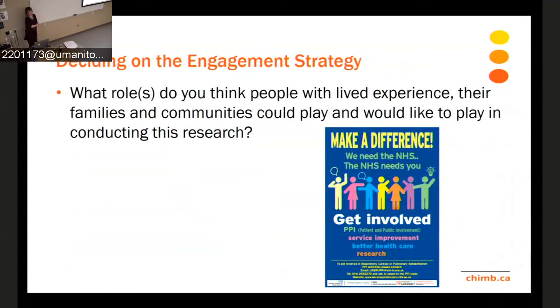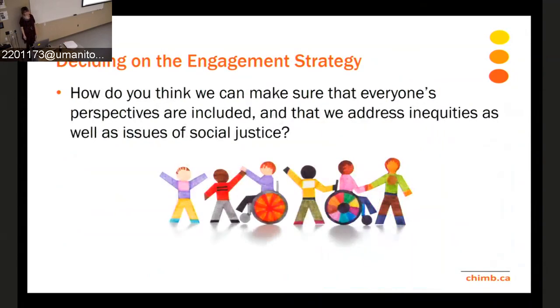When we start to think about deciding on our engagement strategy, we talk about what roles you think people with lived experience, their families, and communities should be playing, and what they would like to play. How do you think we can make sure that everyone's perspectives are included and that we address inequities as well as issues of social justice while we're at it, in our participatory approaches?